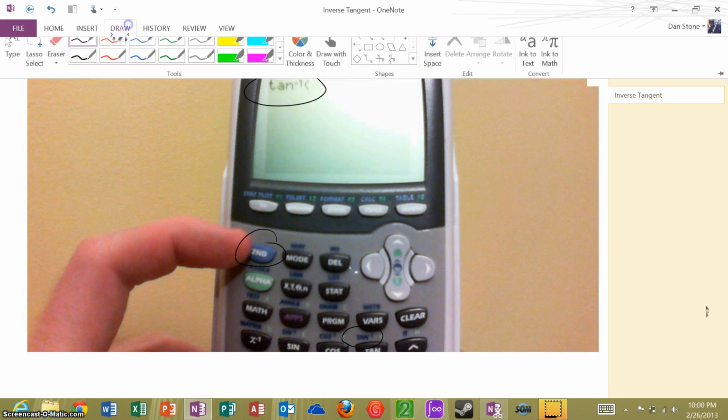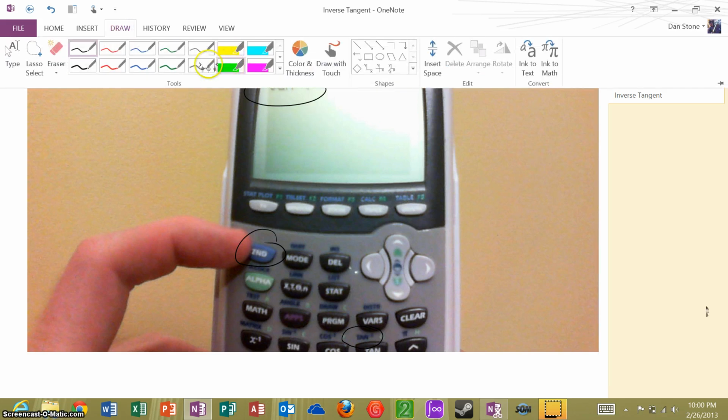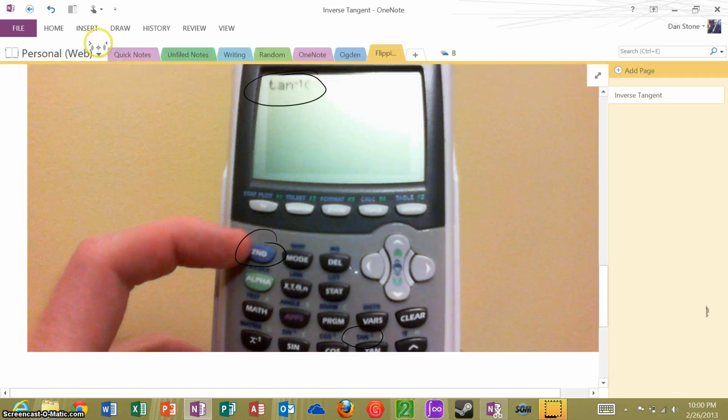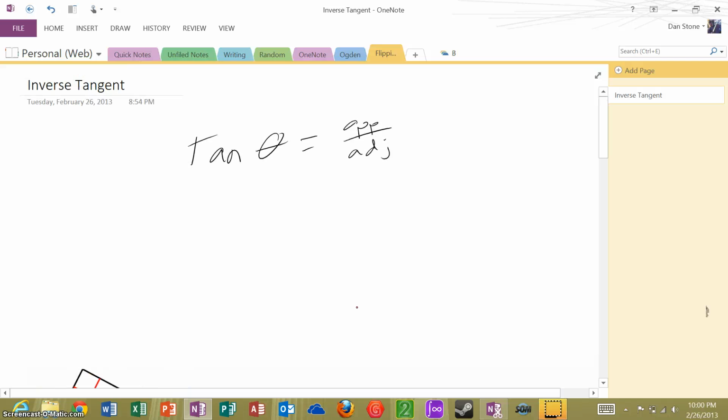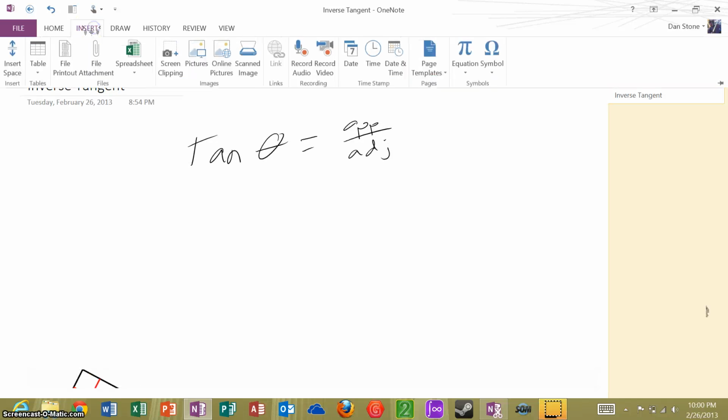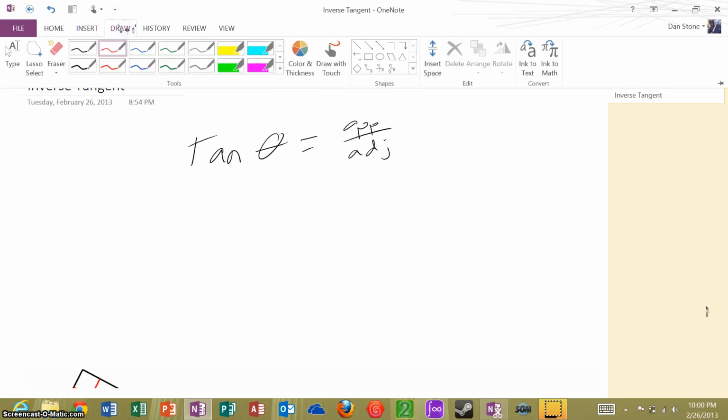Can we see that all right? Maybe I need to change colors here. Get a little bit fancy. Ooh, I like this neon pink kind of thing. Ooh, that's like a clear red. There we go. We see that guy. So that's what we want. Here's the second key. Here's the inverse tangent key. Okay. Let me get back to a standard color here.